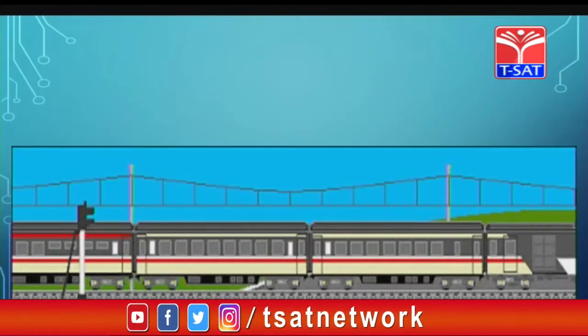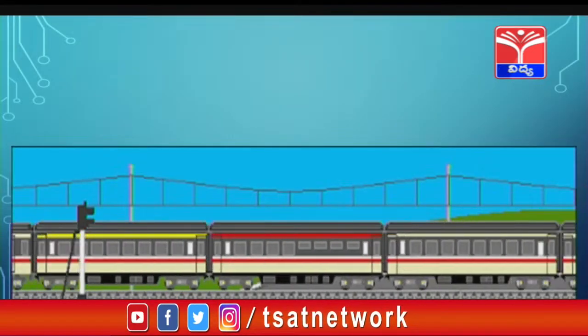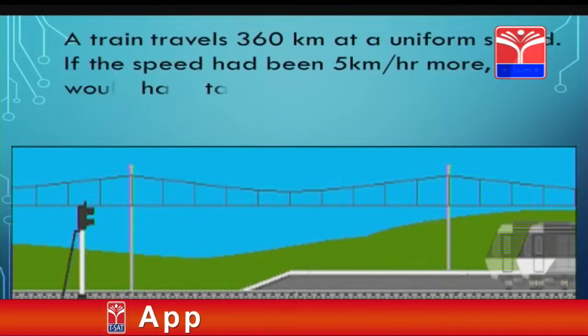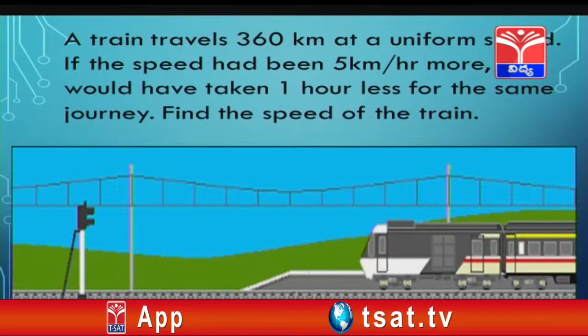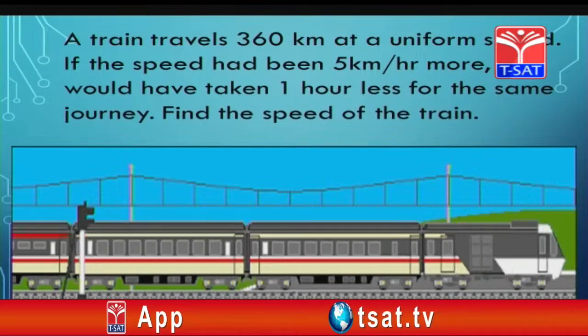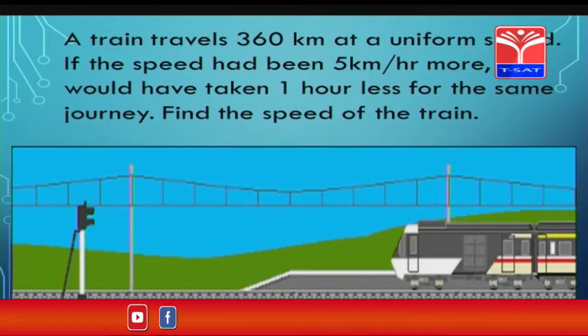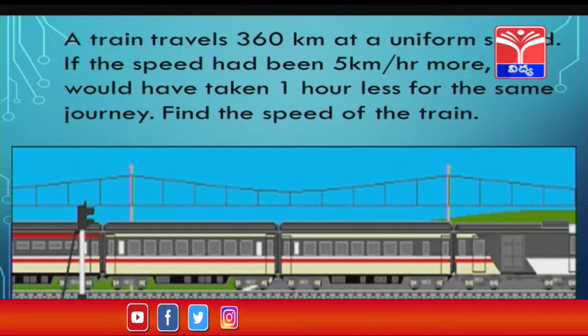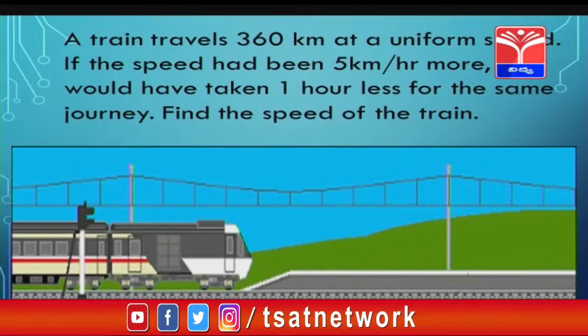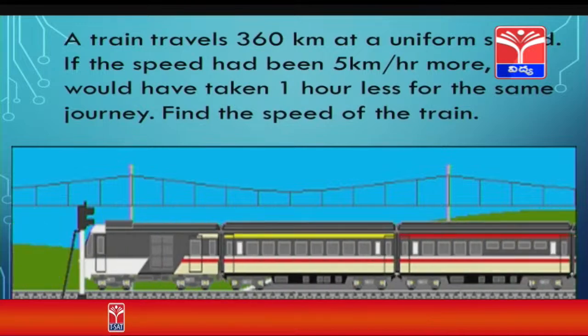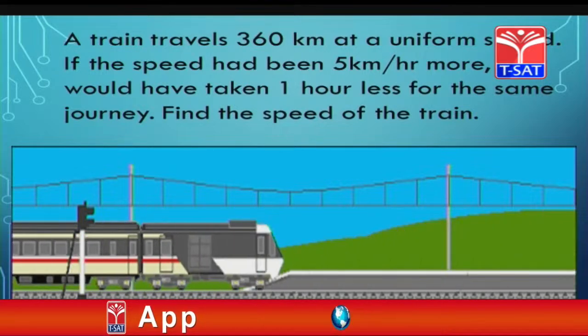Now, look at the situation, children. You can see the train moving there. Okay. Let us see the situation. A train travels 360 kilometers at a uniform speed. If the speed had been 5 kilometers per hour more, it would have taken 1 hour less for the same journey. Find the speed of the train. So, from the given data, let us see how we can find the speed of the train.